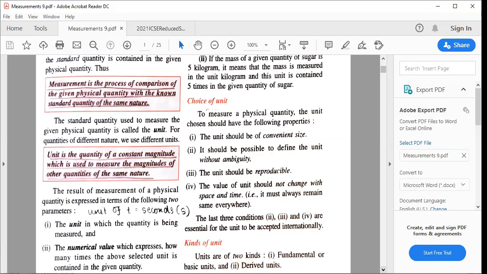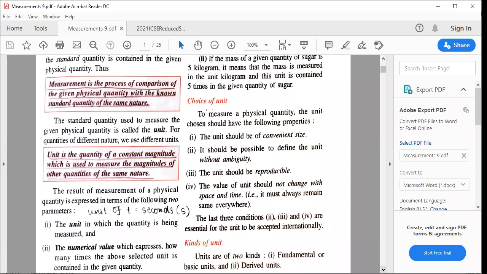You have not kept two units for the same thing. It is only one. The unit should be reproducible. Reproducible means you can actually measure it. For example, how do you measure 1 kilogram? You can measure it using a beam balance, what we call a tarazu. And you can measure length by a ruler, or you can measure seconds by a clock or watch. So it is a reproducible unit.